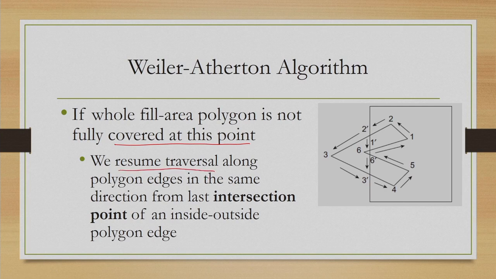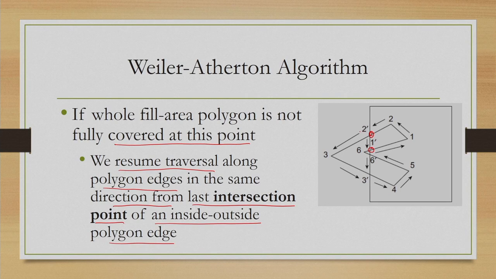We resume traversal in case all the vertices are not processed. We resume the traversal along the polygon edges in the same direction from the last intersection point of an inside outside polygon edge. So, our last intersection point of an inside outside polygon edge is 2 dashed here. Remember that this 1 dashed is an outside inside edge, so it is not applicable. What is applicable is 2 dashed. So, from there we resume our traversal till we cover the remaining vertices, and this traversal is done in a similar way as before.